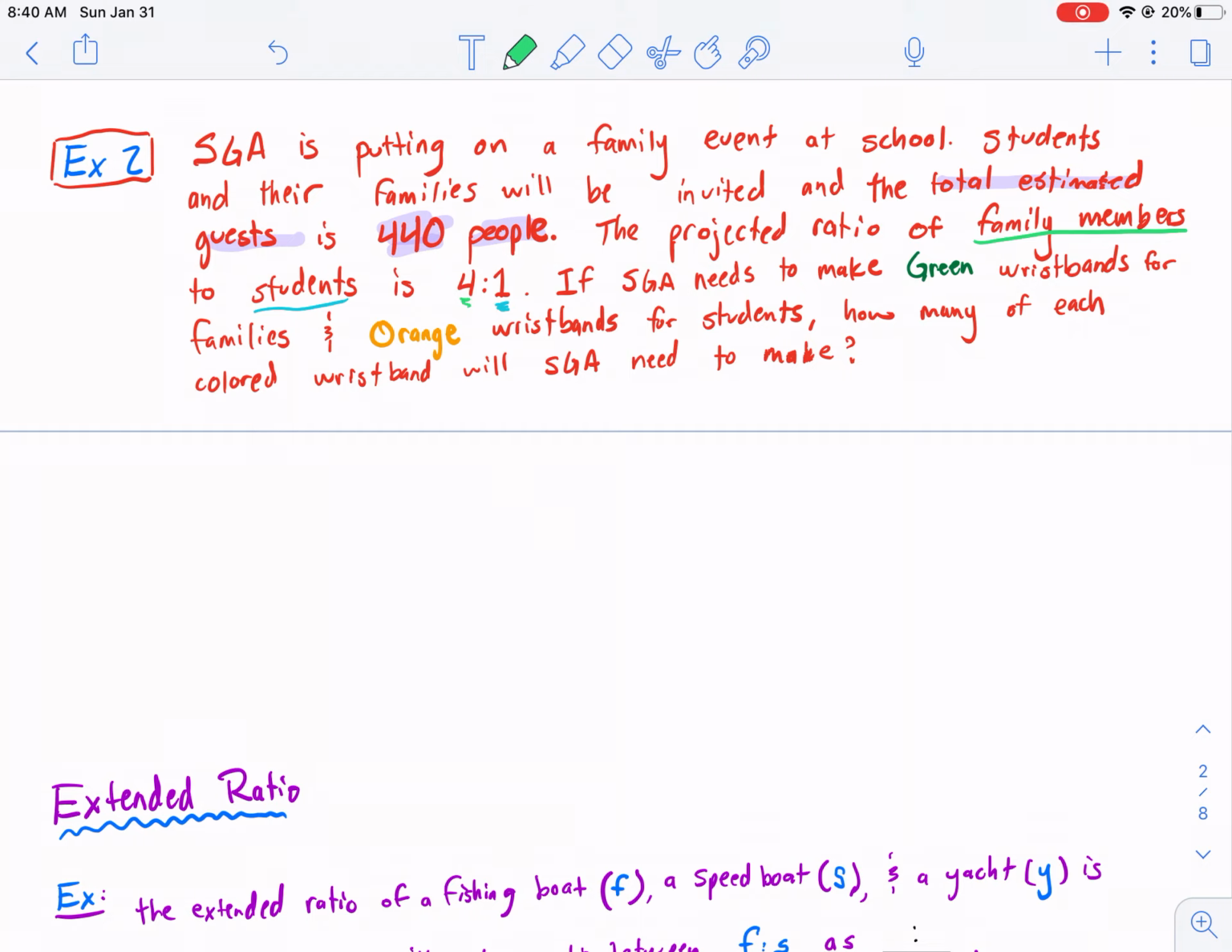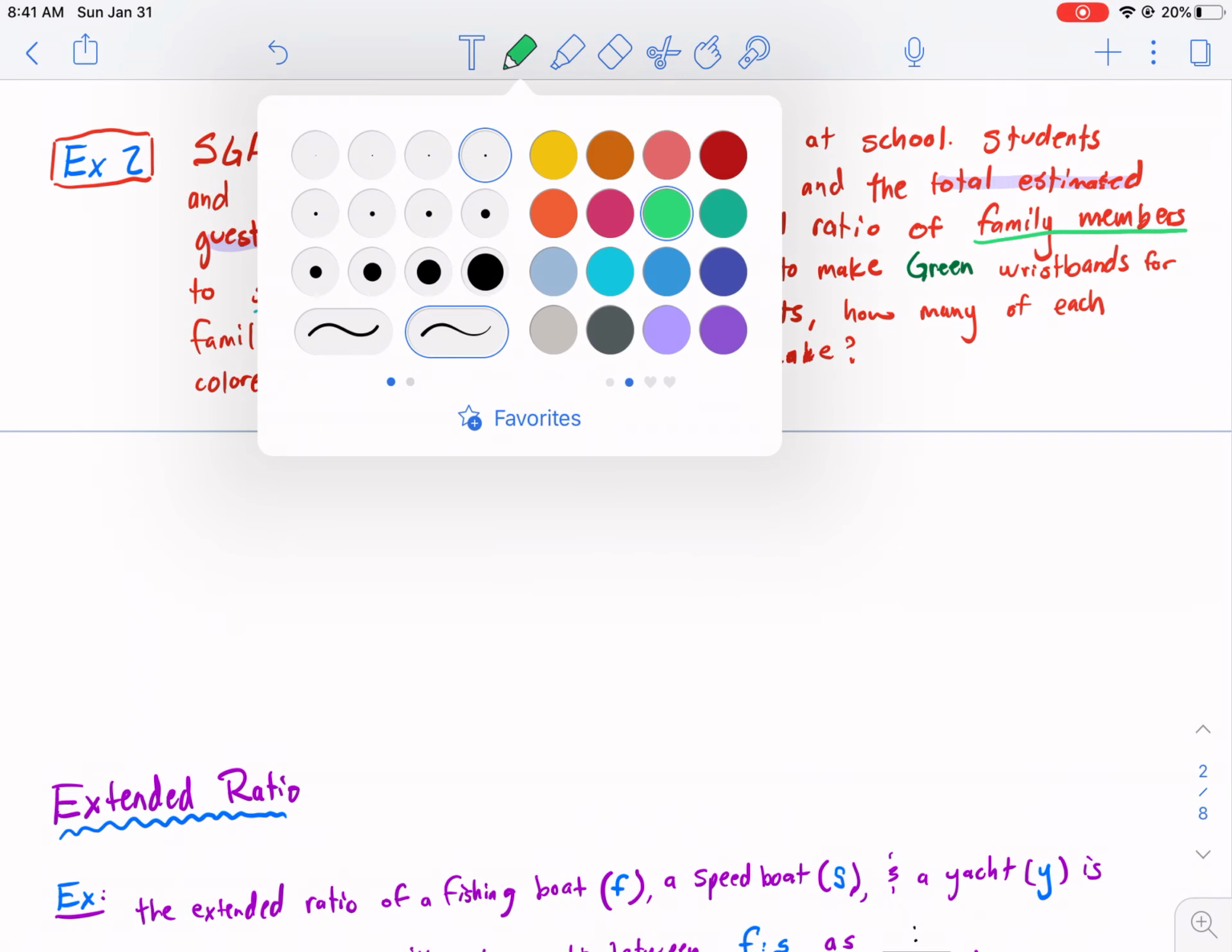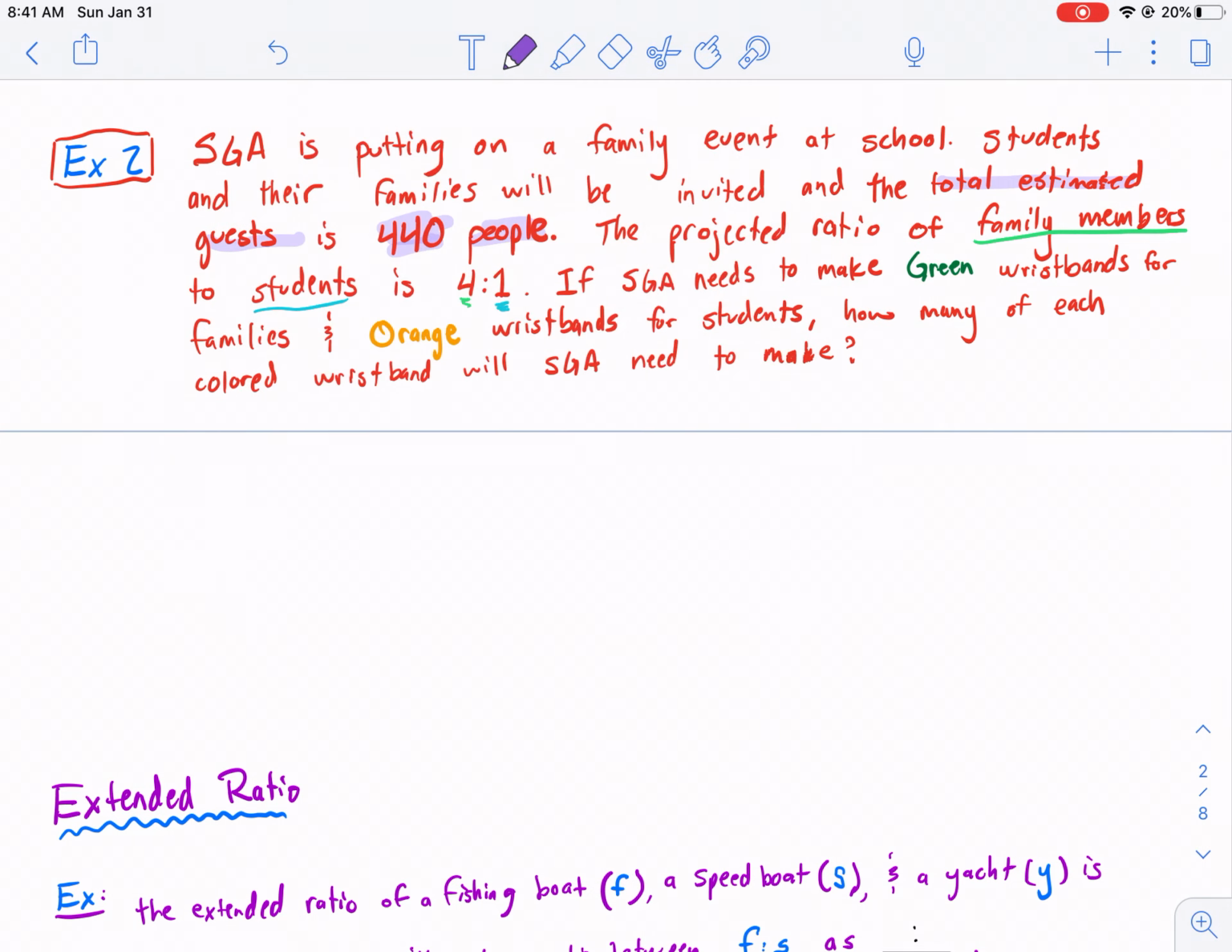Now, there's a way to do this without ratios. I get that. And you'll probably be more comfortable with that, but I want to show you how to use ratios. That's the whole point. Okay, so the first thing we have to understand is the only piece of given information is this 440. So we need to use that. And what does this 440 mean? This is the total people.